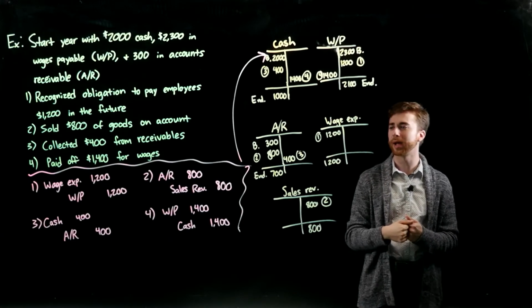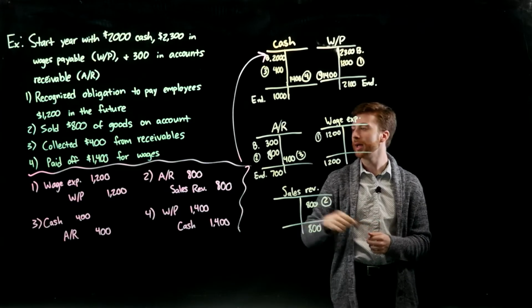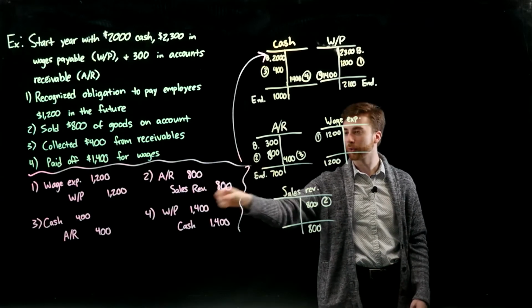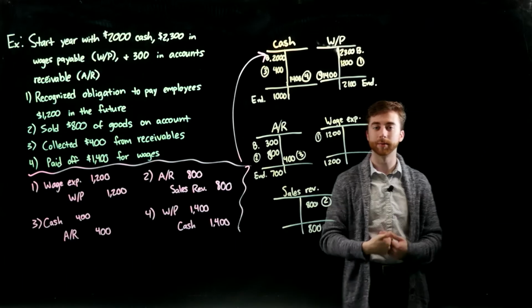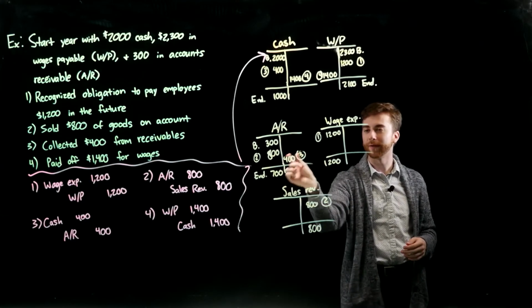For the accounts receivable right here, we began with 300, and you can see numbers 2 and 3 debited and credited the accounts receivable account accordingly, and you funnel all that into a final number right there.